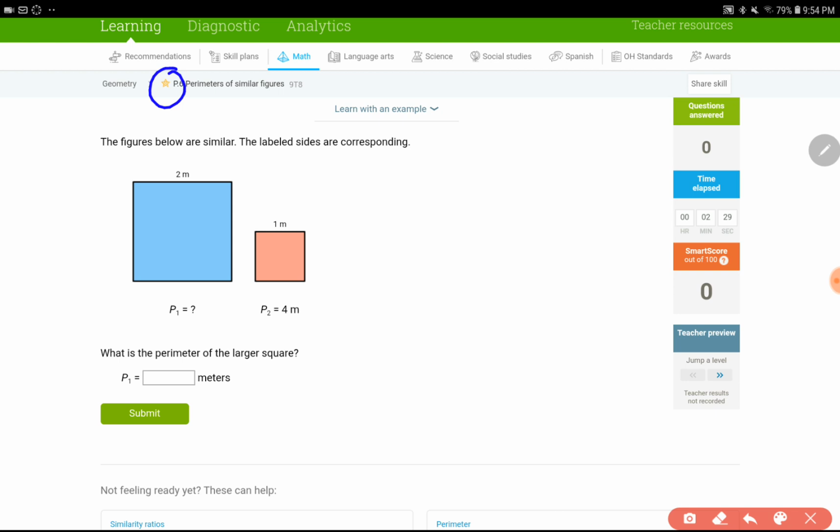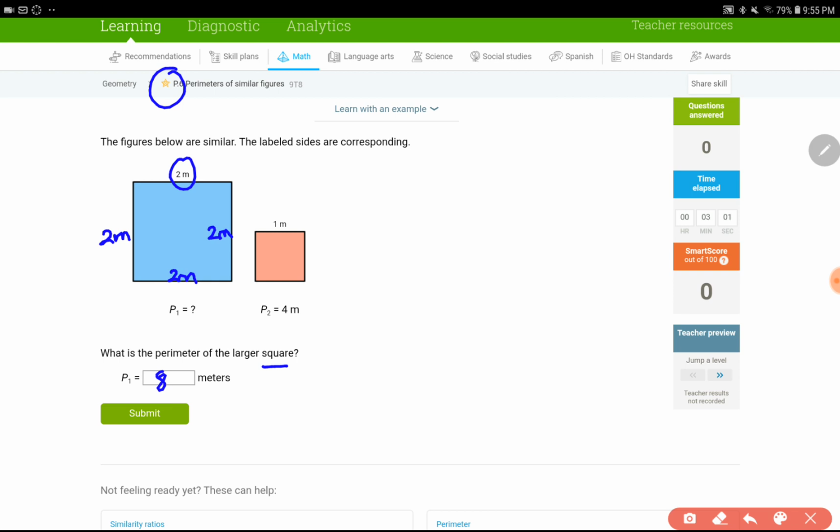The figures below are similar, the labeled sides are corresponding. What is the perimeter of the larger square? That's our question. Since this is a square, if one side is 2 meters, all of the other sides are going to be the same. So this question has nothing to do with the similar figures or anything like that. You can just add these together. We have 4 sides that are equal. When you add them all together, the perimeter of the left square would be 8 meters.